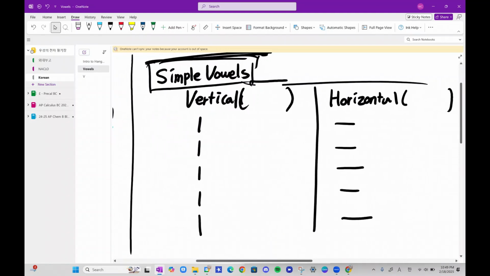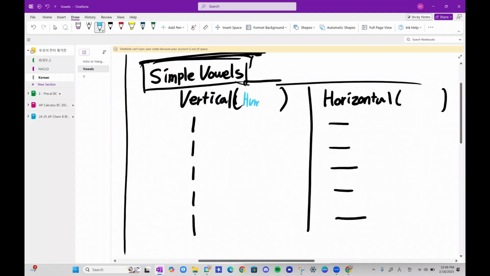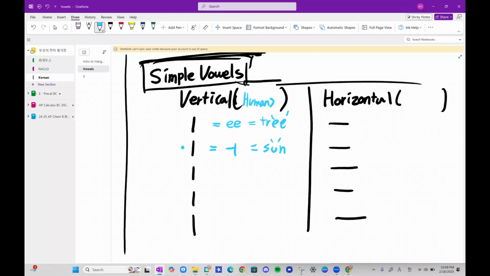The vertical ones, which are equivalent to the humans. So this is the basic vertical vowel, the E. This is pronounced as E, as in a tree. And then if you add a dot into the left part and connect that into a line, that's all, as in sun, all. And if you put a dot on the right side, that's ah, just like the a in Spanish.